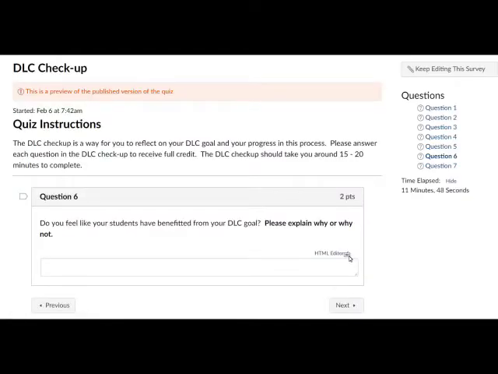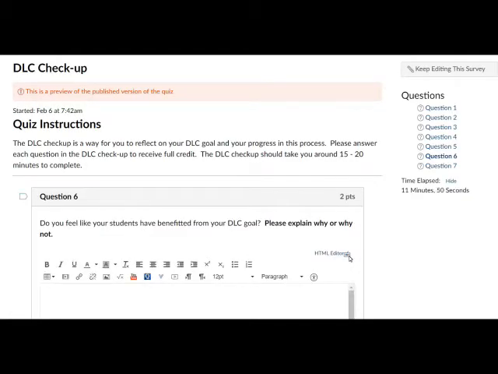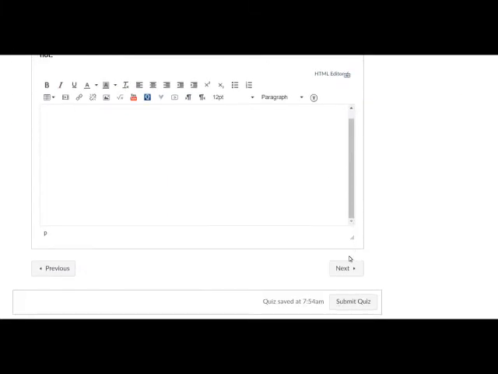Question 6, do you feel like your students have benefited from your DLC goal? And please explain why or why not. The whole goal of the digital competencies is really to impact your teaching with how you're using technology, not just that you're using it. So have you seen any benefits from your students? So have your students benefited from your goal?